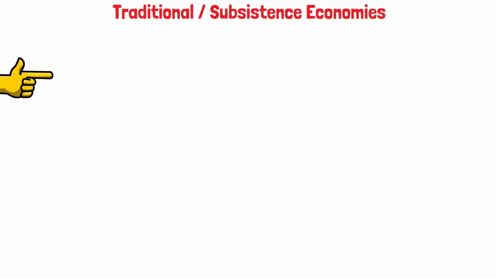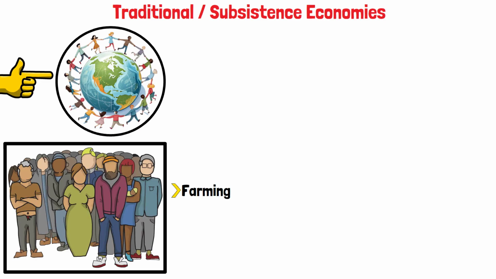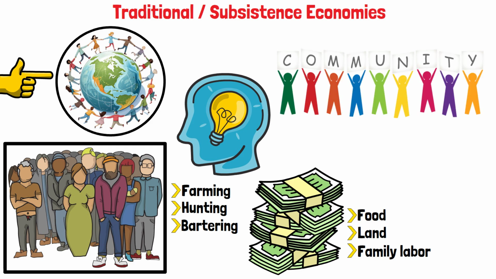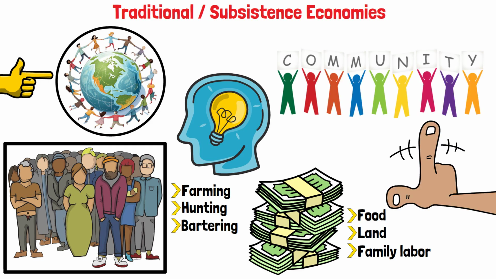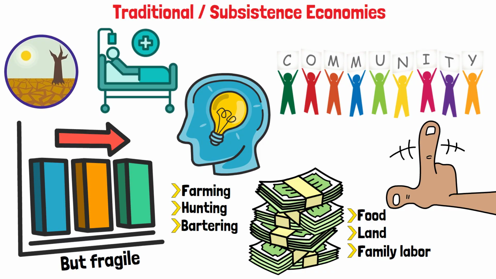Traditional/subsistence economies. This is the oldest system in human history. People produce only what they need to survive. Farming, hunting, bartering, little specialization, little surplus. Wealth is measured in food, land, and family labor. There's strong community dependence, but almost no upward mobility. Life is stable but fragile. One drought or illness can collapse everything.